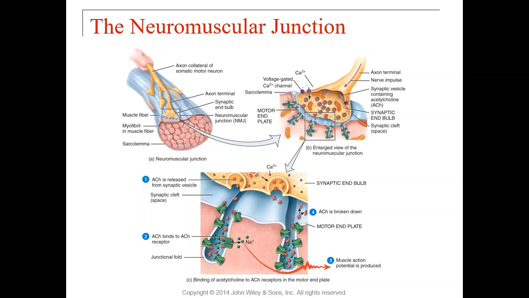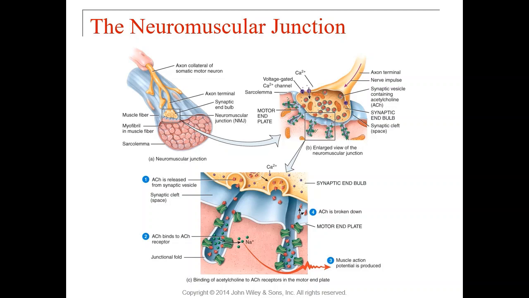We call this a neuromuscular junction. It tells you in the name, neuro for neuron, muscular for muscle. Remember, junctions are cellular junctions. They're between cells. So a neuromuscular junction is just a synapse where a neuron will talk to a muscle cell, where a neuron will stimulate a muscle cell.